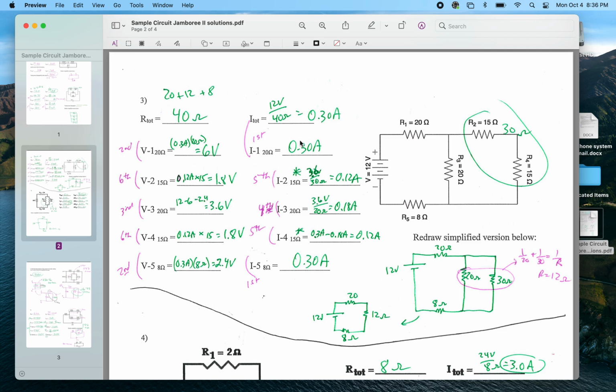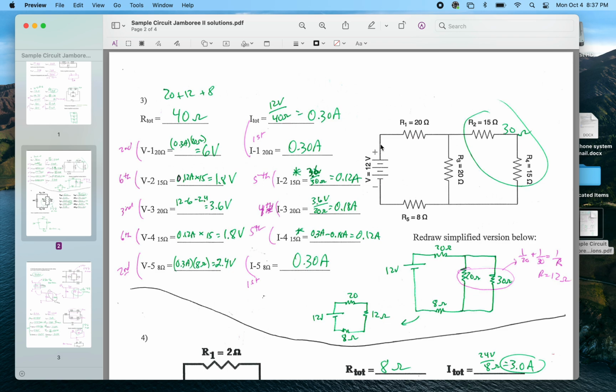So the first thing I would do is recognize that, hey, the current through this is 0.3 amps, the current through that's 0.3 amps. So that's easy. The next thing I do is I figure out the voltage used across these. So 0.3 amps times 8 ohms is 2.4 volts. 0.3 amps times 20 ohms is 6 volts. So of my 12 volts across this top and bottom resistor, I've used a total of 8.4 volts. I have 3.6 volts left.